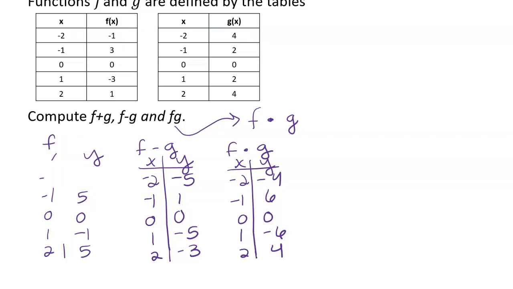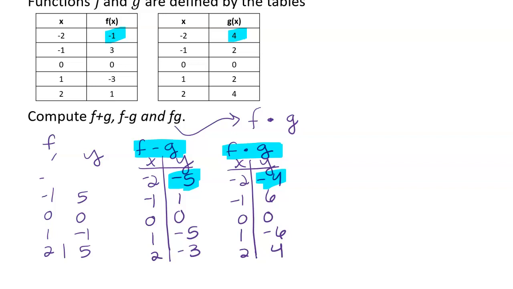All right, for my f minus g, I just subtracted my outputs. I took my output of f, output of g, and I subtracted. So I'm doing -1 minus 4, which gives me a -5. And I continued that for the entire table. And then for my f times g, the same idea. I took my output of f, multiplied it to my output of g, and that's my output of f times g. Once again, notice that the x values stayed the same.